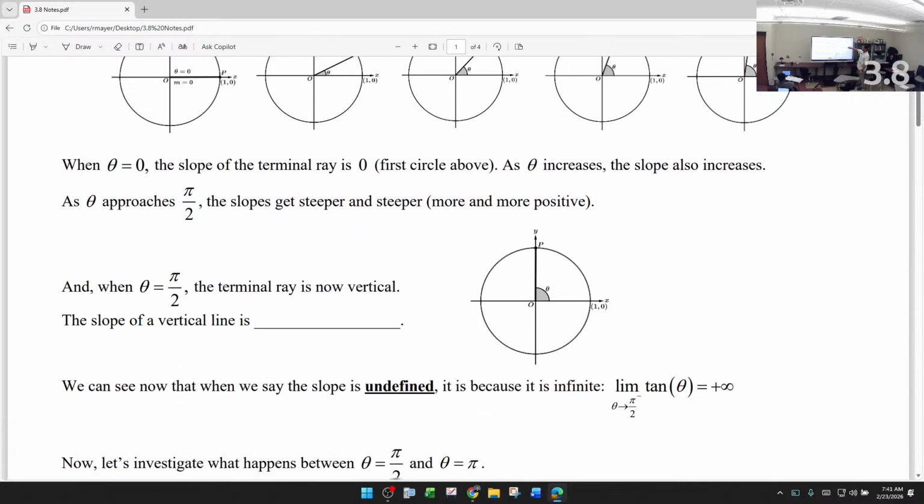Again, when theta is 0, the slope of the terminal ray is 0. As theta increases, the slope also increases as it approaches pi over 2. The slope gets steeper and steeper and more positive. The reason for that is sine starts off at 0 and sine gets bigger until we get to 1.